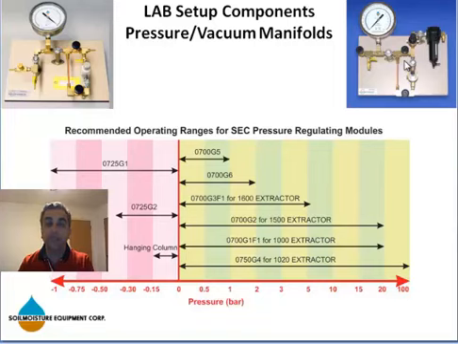And by the way, with a high level of resolution and accuracy. We have several pressure and vacuum manifolds. I will not read all these part numbers, but this slide is very informative, and you can read the part numbers and see what extractor they are used for and what is the range of each manifold. This is basically all soil moisture manifold options in one slide.